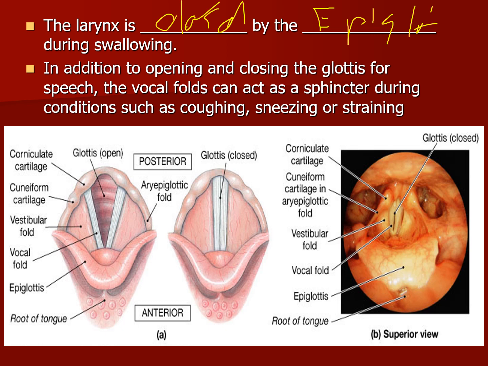So this is just sort of the mechanics. In addition to opening and closing the glottis for speech, the vocal cords can act as a sphincter during conditions like coughing, sneezing, or straining. It's that back pressure that goes on. And hopefully you guys remember the stages of a cough. I believe you might have gone over it in A&P.